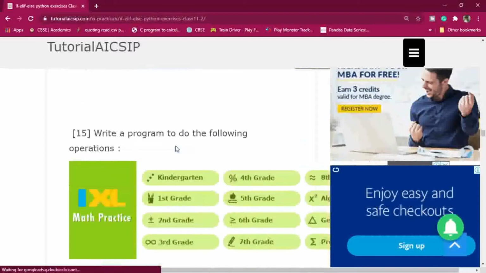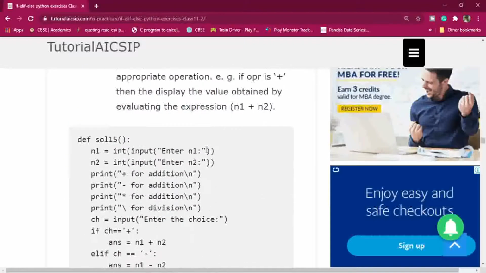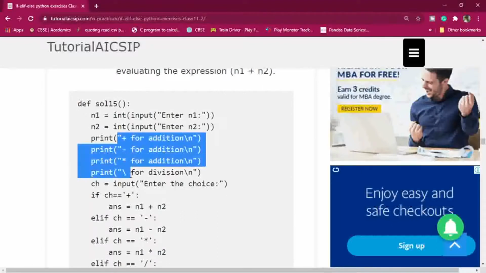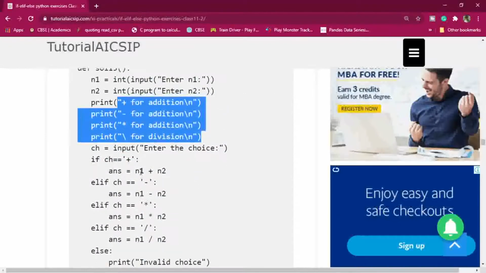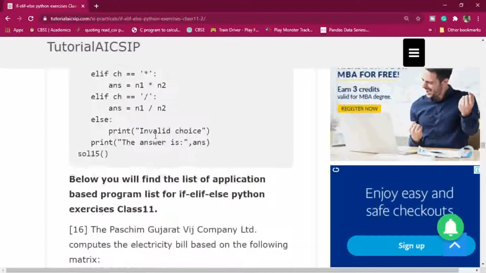Next, write a program to do the following operation. This is also very simple. Like I have created this menu and I have explained, and I have written the code how to use it. So that also you can go for a menu driven program. One video I have already uploaded that you can consider for this. It is a little bit similar to that. So let me move ahead.